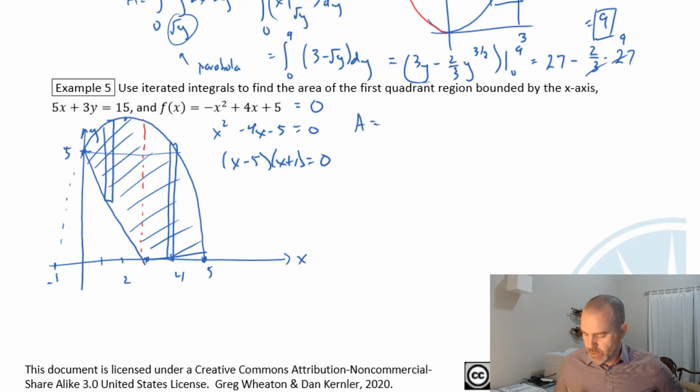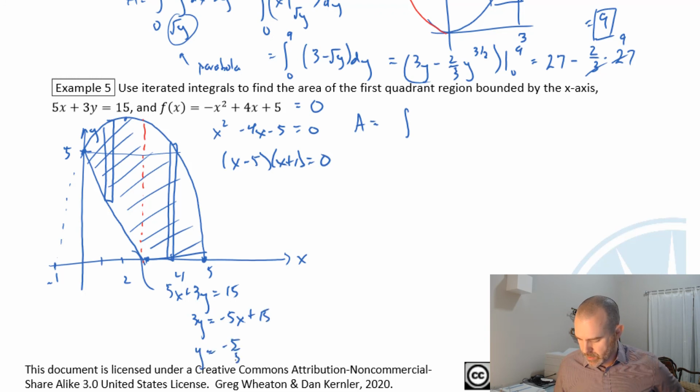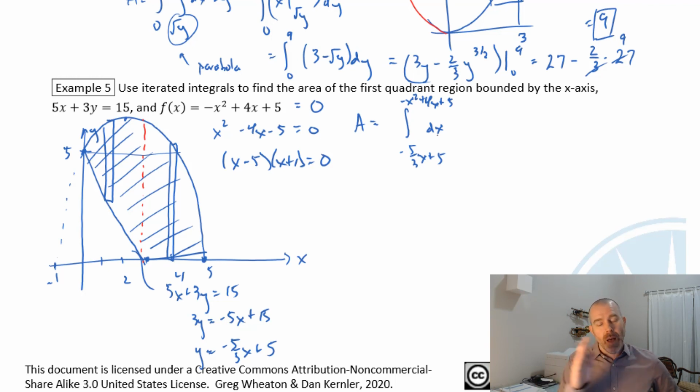Our area for that first integral will be, let's see, we're going to integrate y first. Y is going to go from the bottom curve. I guess I need to solve that, don't I? 5x plus 3y equals 15. 3y equals negative 5x plus 15. And y will be negative 5/3 x plus 5. All right, we're going to integrate from that negative 5/3 x plus 5 up to the parabola negative x squared plus 4x plus 5. And then we're going to integrate all of those and add those up.